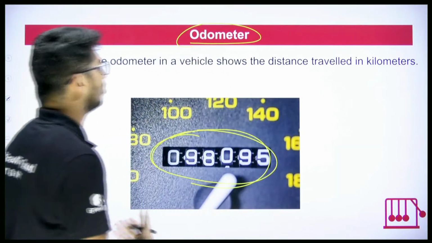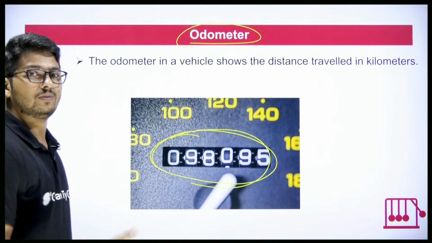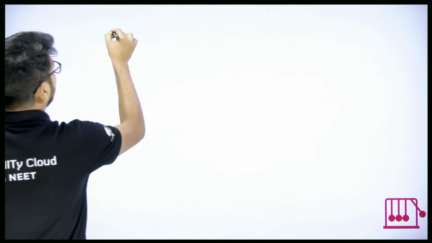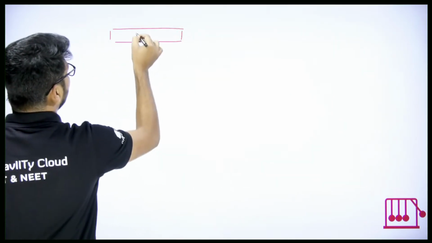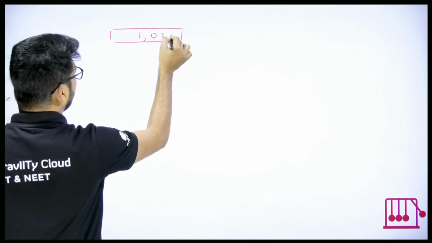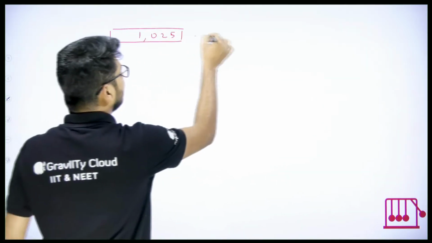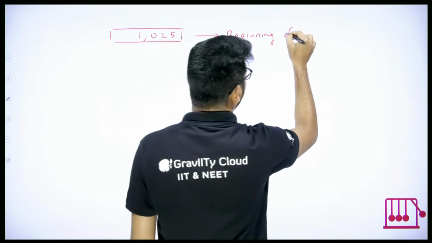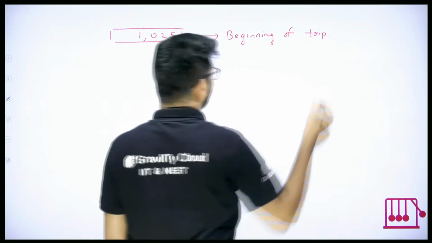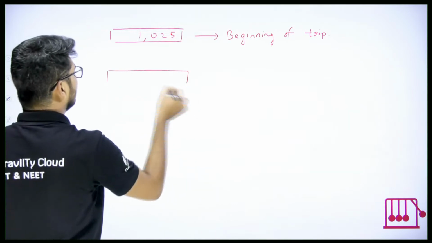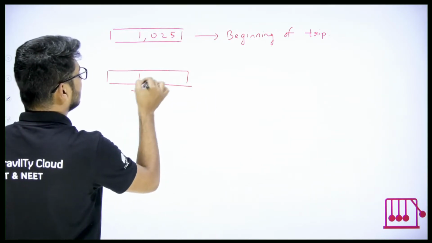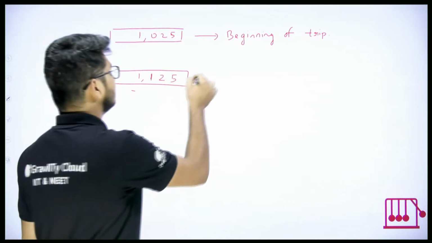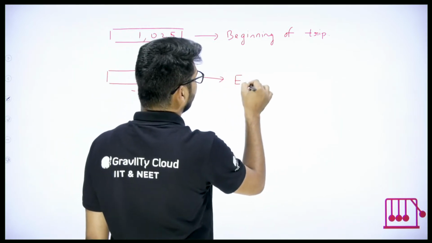Now, how can you use an odometer to estimate or measure the distance of a trip? It's very simple. At the beginning of the trip, let's say it is showing 1025 as a reading. Now at the end of the trip, let's say the odometer is showing 1125.